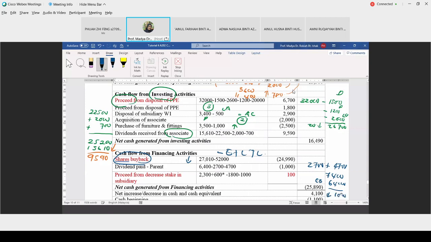So the last thing that we have here is NCI. NCI beginning balance 1,800. Okay, and then plus share of profit 1,000. Okay, 1,000 here minus 600, the one that we disposed, the one that we calculated previously in item number one. So you're going to have 19 here.